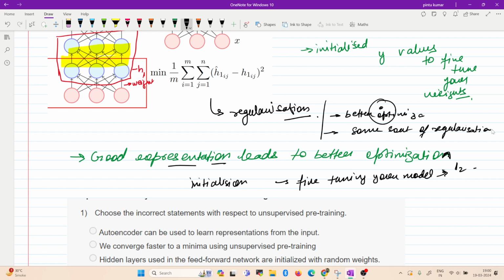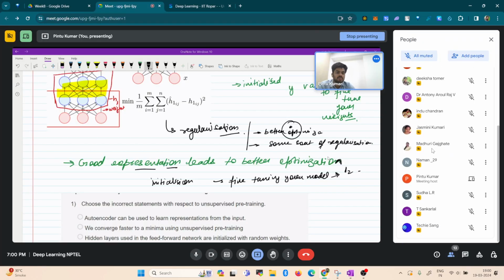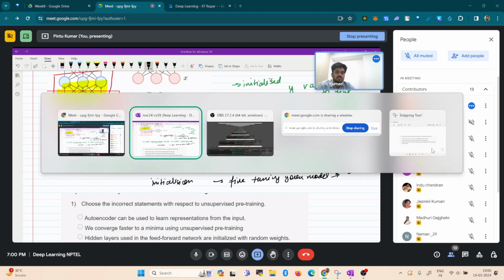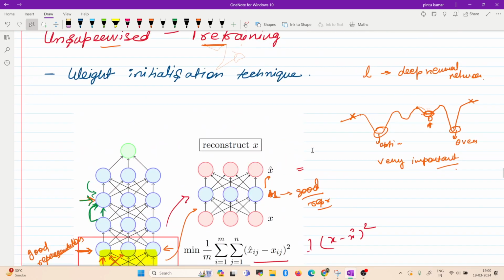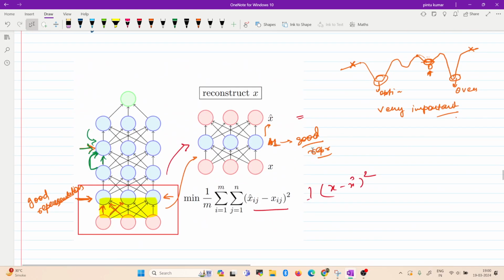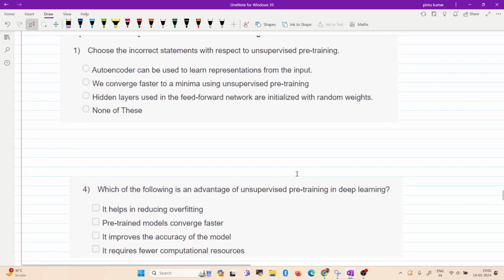Any doubt in what we have discussed till now? I hope the basic idea behind how we pre-train this model is clear. We can solve some questions based on it. So the question is, you have to choose the incorrect option related to unsupervised pre-training. I would request you to please type it in the chat box, whatever option you think is incorrect.